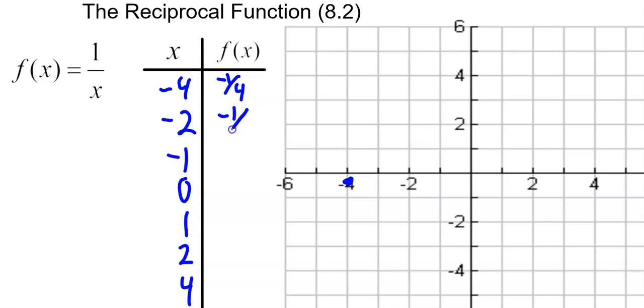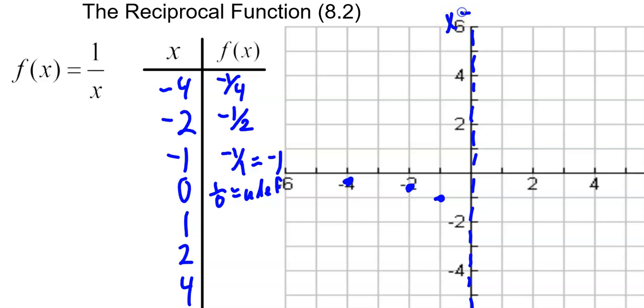This would be -1/2 when I plug in -2 there. So -2, -1/2, right about there. -1 over 1, which is -1, -1, -1. 0 is 1 divided by 0, which is undefined. So typically when we have an undefined value, it's either a hole or an asymptote, and this one is going to be an asymptote. So for this graph, there's an asymptote at x equals 0.